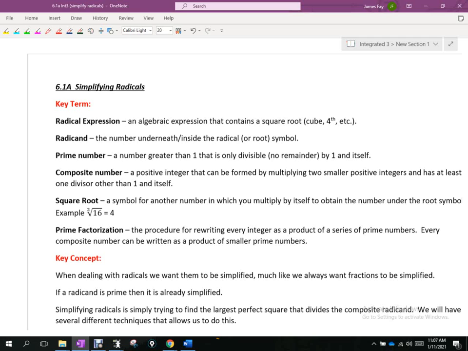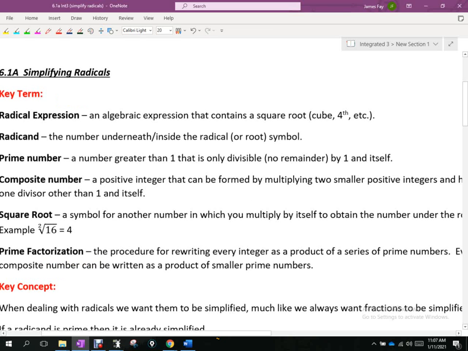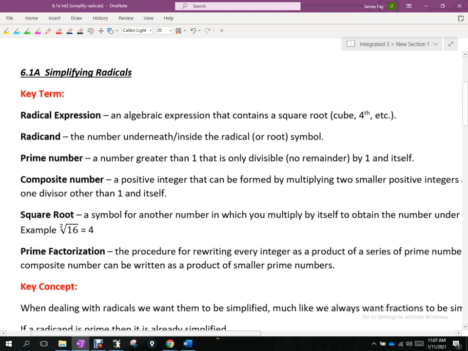Okay, so it's kind of like when we add, subtract, multiply, and divide fractions. When I multiply two fractions, the last thing I do is I then simplify it, right? When I add two fractions, once I combine them, the next thing that I do is make sure it's simplified before I present my answer. So this simplifying of radicals is the last step that we will always do with radicals before we present our answer. Okay?